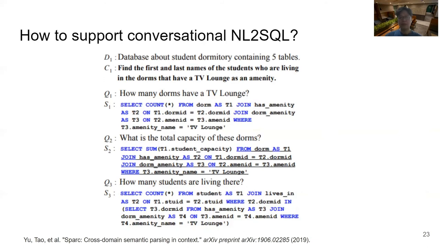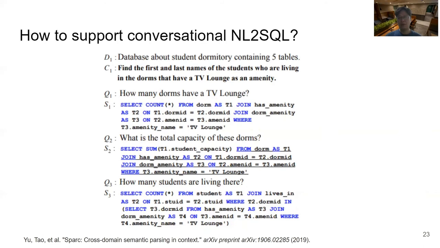Here, the most important part in conversational NL2SQL is how to capture the context during dialogue. For example, consider the first two questions. How many dorms have a TV lounge? And what is the total capacity of these dorms? Here we need to understand what these dorms are, which is the most important context in the translation.